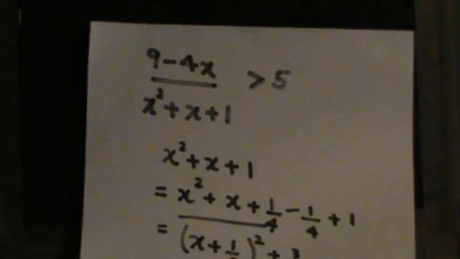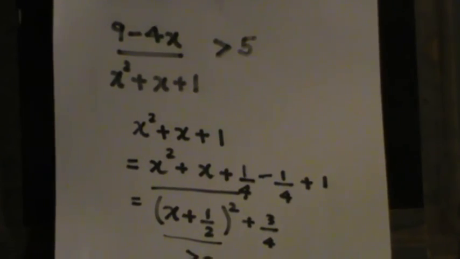In order to satisfy this inequality, 5x squared plus 9x minus 4 should be negative. So 5x squared plus 9x minus 4 is y, and y should be negative. So y is negative for any region from minus infinity to positive infinity. Since y is negative between minus infinity and positive infinity, this inequality is satisfied by any value between minus infinity and positive infinity. So this inequality, 9 minus 4x divided by x squared plus x plus 1 is greater than 5, is satisfied by any solution between the negative and the positive infinities.